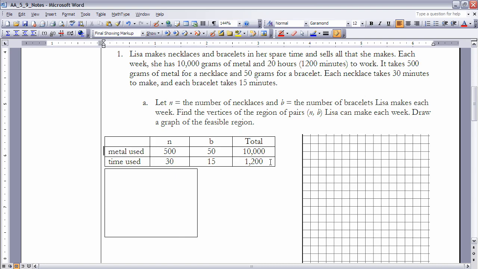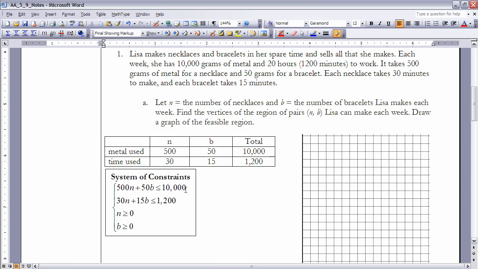Now I want to translate each of these into inequalities. Since each of these totals has to be less than or equal to those amounts, it's got to be less than or equal to 10,000 grams of metal, and less than or equal to 1,200 minutes. When I write my inequalities, those are the inequality signs I'm going to use.